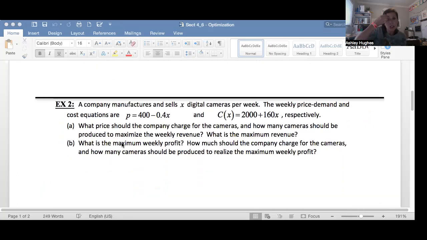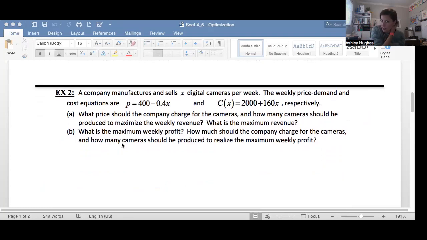A company manufacturer sells X digital cameras per week. The weekly price, demand, and cost equations are given here. What price should the company charge for the cameras? How many cameras should be produced to maximize the weekly revenue? What is the maximum revenue?